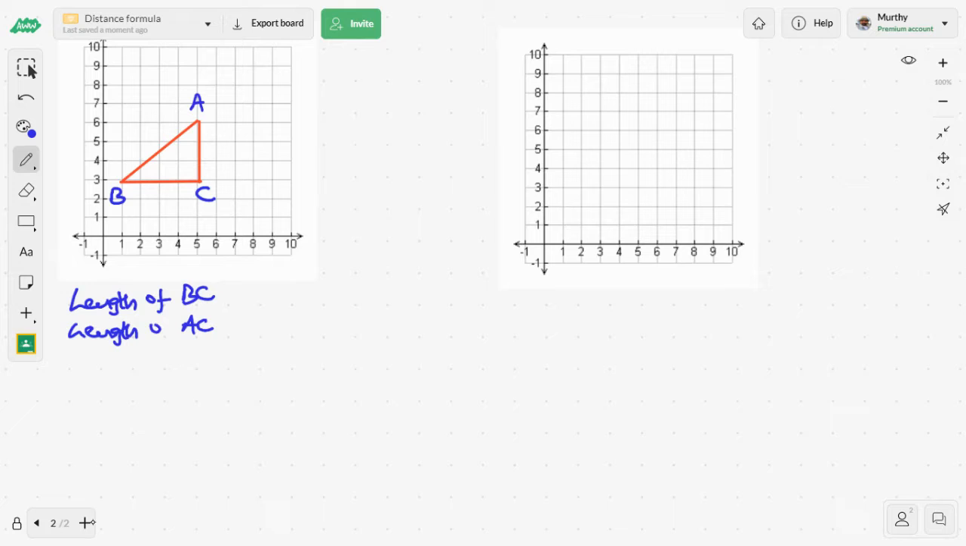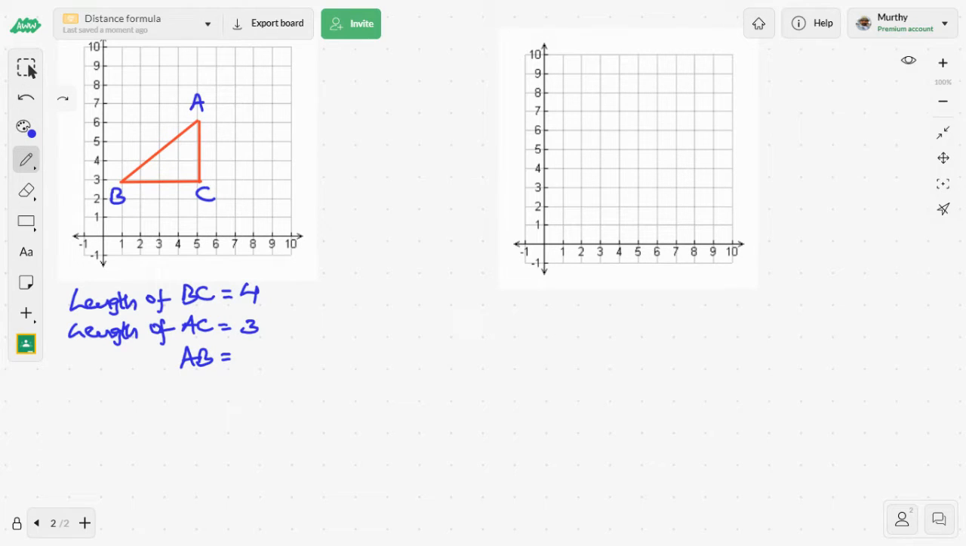On the horizontal line, you can count the number of blocks: 1, 2, 3, 4. So I see that the length of BC is 4 units and the length of AC is 1, 2, 3, therefore 3 units, right? Now, what is the length of AB? I cannot count the number of blocks because this one is a slanting line.